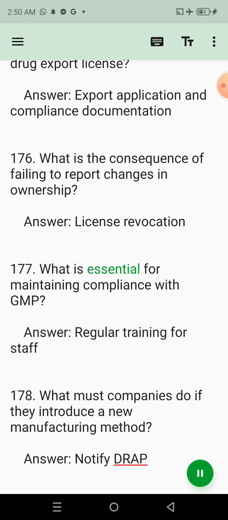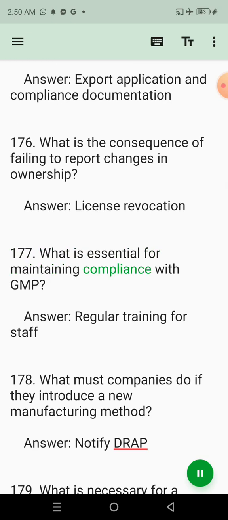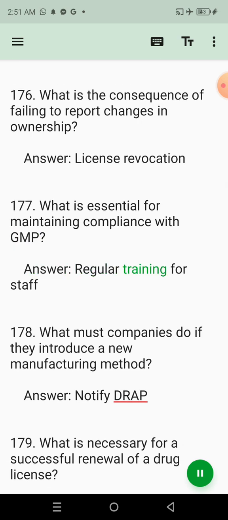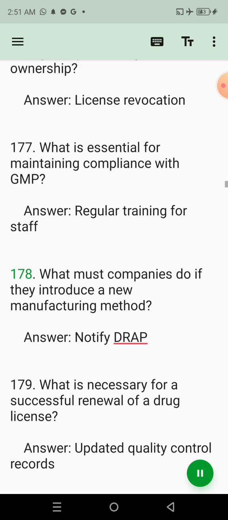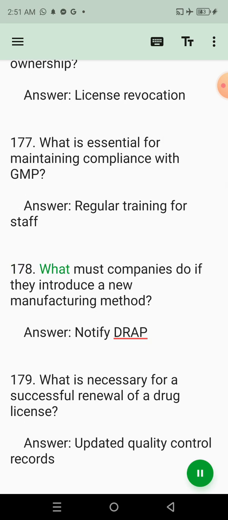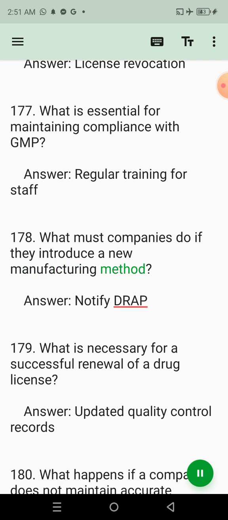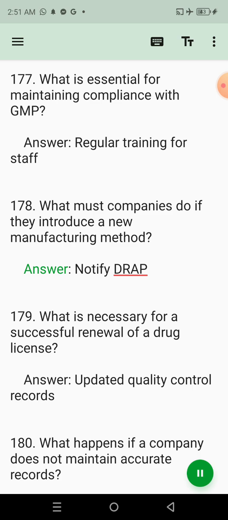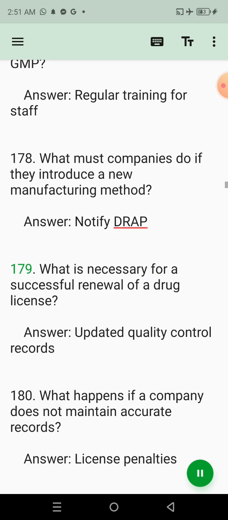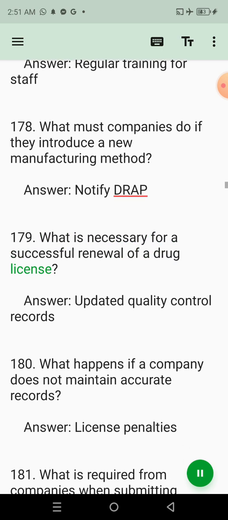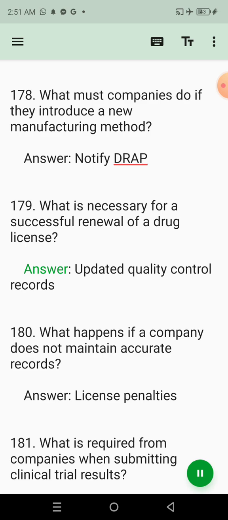177. What is essential for maintaining compliance with GMP? Answer: Regular training for staff. 178. What must companies do if they introduce a new manufacturing method? Answer: Notify DRAP. 179. What is necessary for a successful renewal of a drug license? Answer: Updated quality control records.